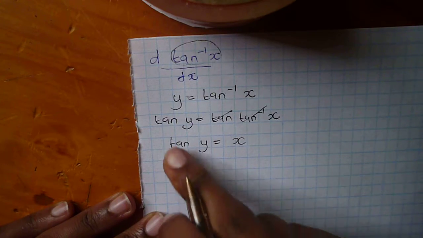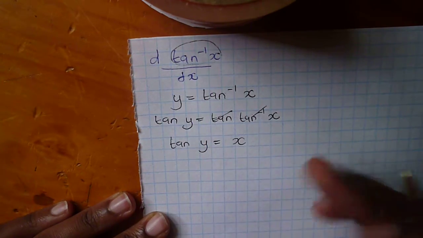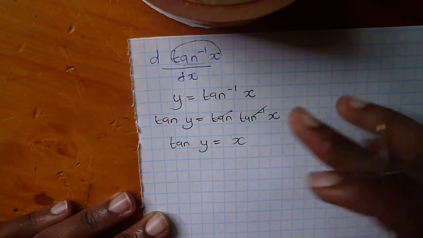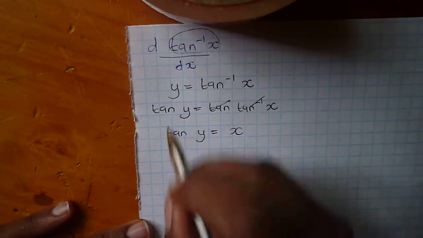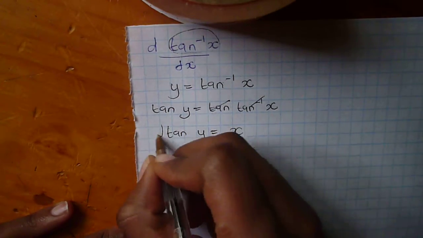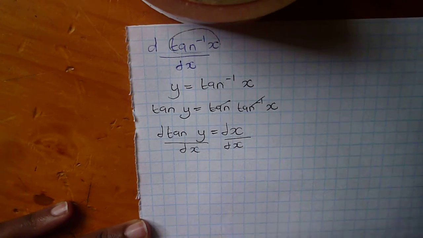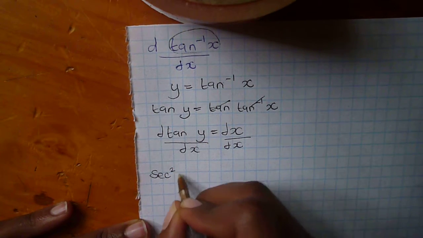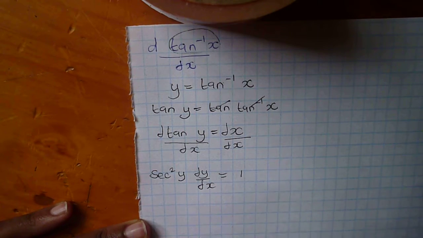Now remember, this is just the same as this, it's just that we have applied the same operation to both sides, and doing the same thing to both sides of an equation doesn't change the equation one bit. So we just get the derivative, as our question had asked, with respect to x. So we know the derivative of tan y is sec squared y, so sec squared y dy over dx is equal to 1.